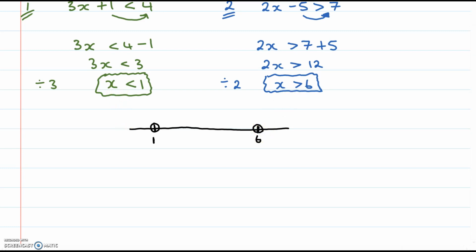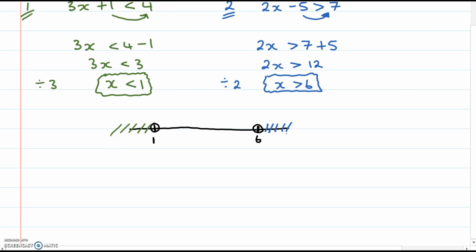Now, x is less than 1. This arrow is pointing to the left, so at 1, we're shading to the left. This one tells us which direction we should shade in. At 1, the arrow points to the left, so at 1, we shade to the left. On the other hand, over here we have x is greater than 6. So at 6, the arrow is pointing to the right, so at 6, we shade to the right.